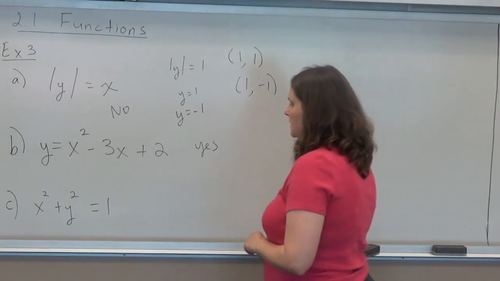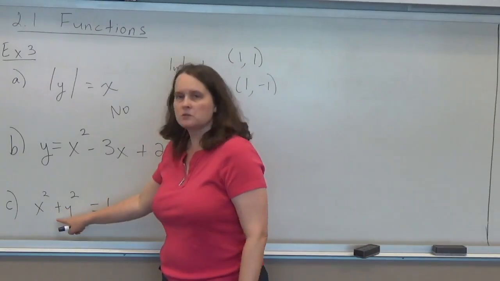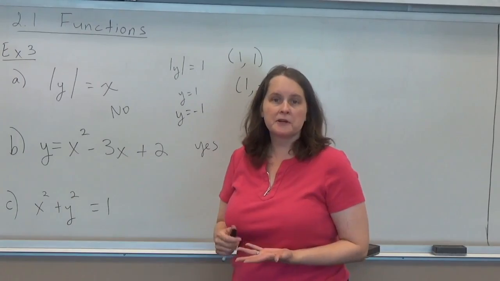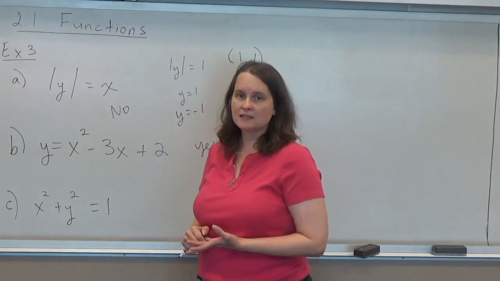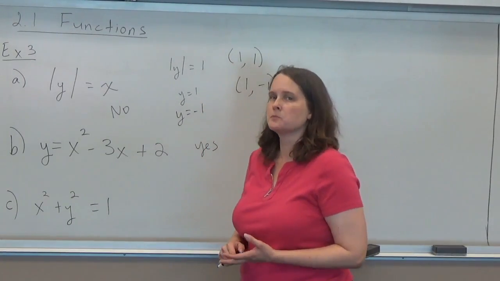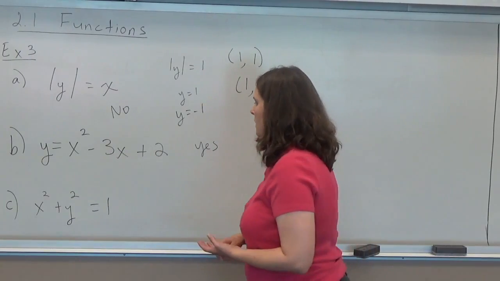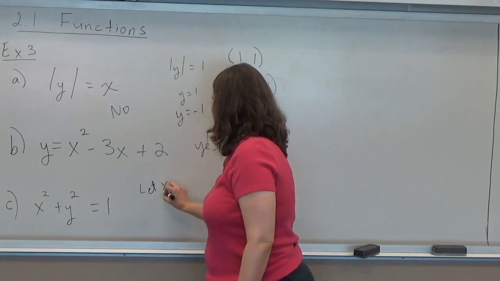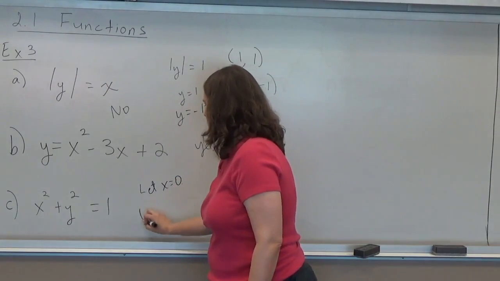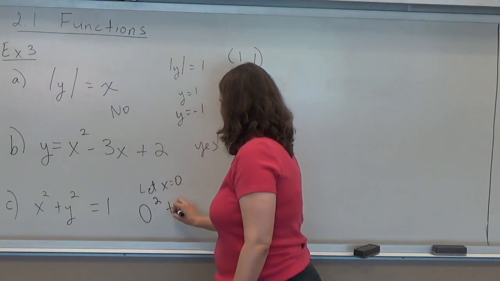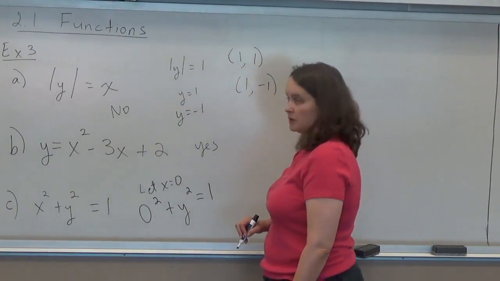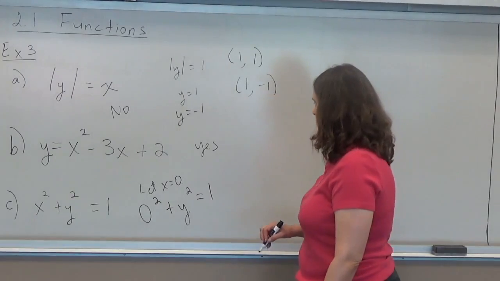What about part C? Part C, we've got x squared plus y squared equals 1. All right, so we'll just put a number in this time and kind of play around with it. Let's keep it as simple as possible and let x equal 0. If I put in 0 for x, I would have 0 squared plus y squared equals 1. So I want to solve the equation y squared equals 1.